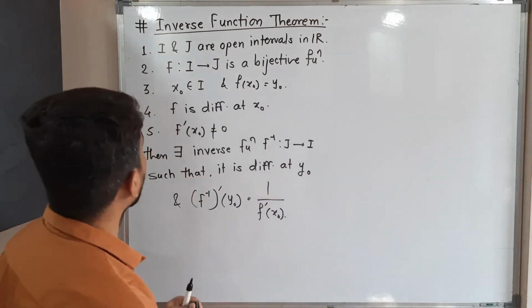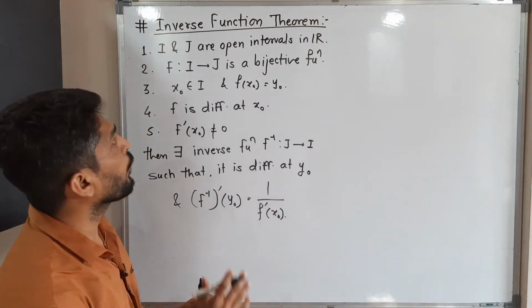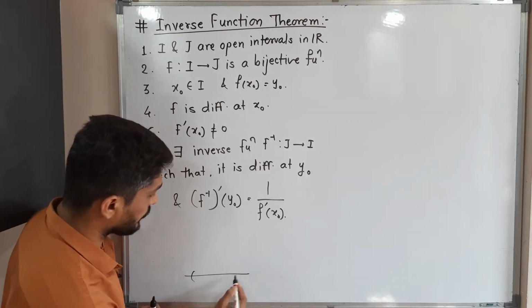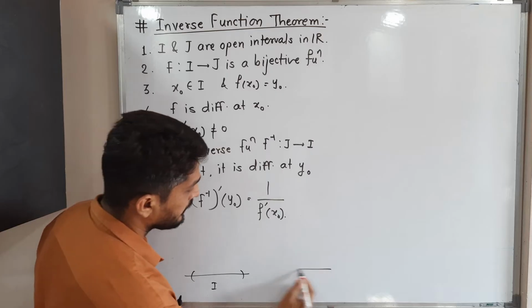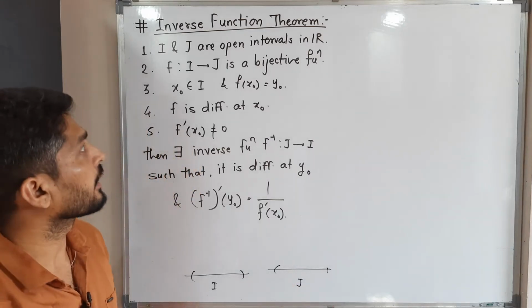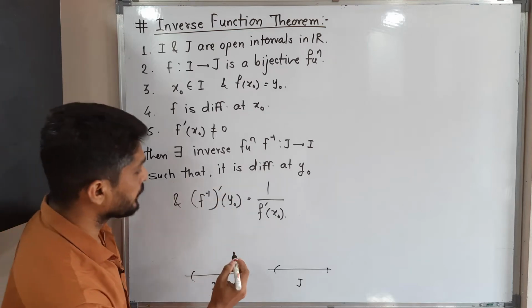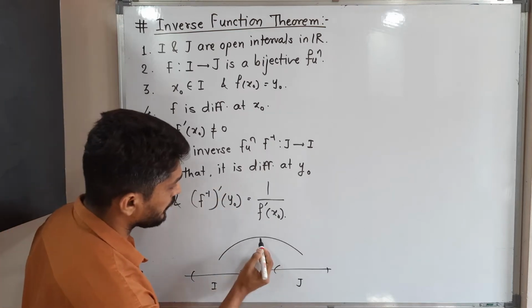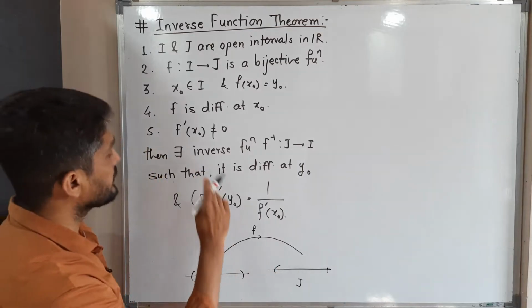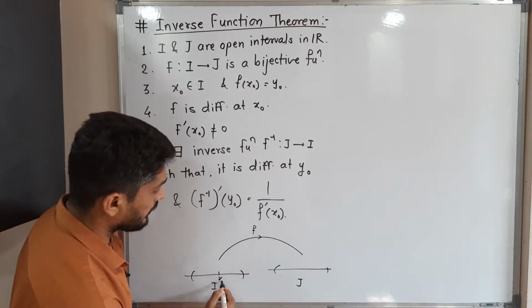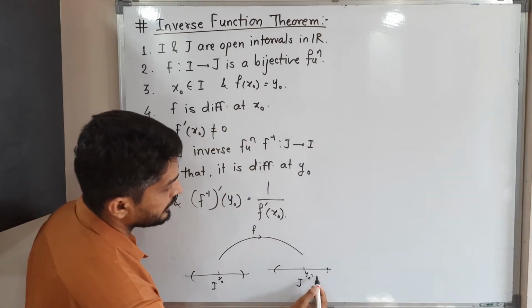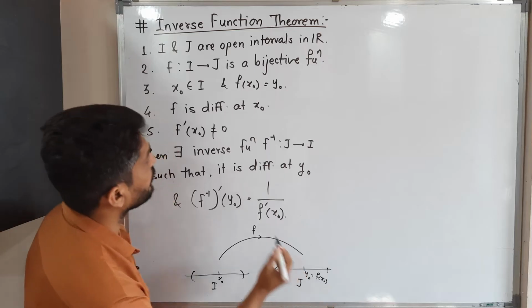Let I and J be two open intervals in R. I am going to consider two intervals. This is interval I and this is interval J. Both are open intervals in R. f is a function from I to J. There is some point x naught in I and its image is y naught. f of x naught is equal to y naught.